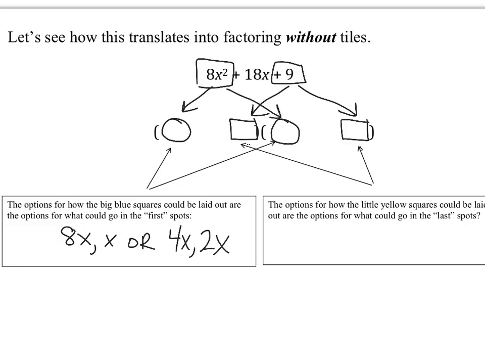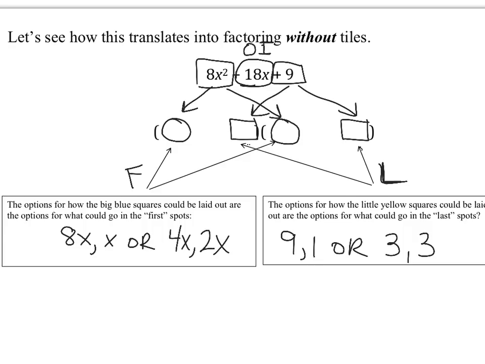So just keep in mind, this is F, first term in FOIL. This is L, the last terms in FOIL. So the only things that could go there are 9 and 1 or 3 and 3, right? Because those are the only ways we can multiply to get 9. Now, the thing that makes factoring difficult is the middle term. And just a reminder, the middle term is the outers and the inners being multiplied together, okay?